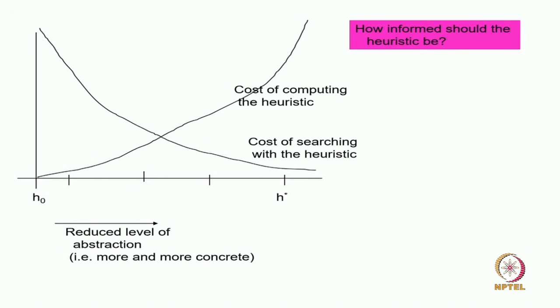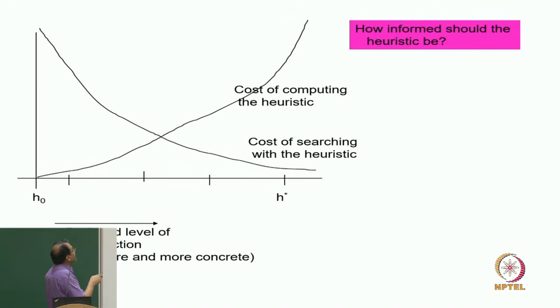So what is happening is that as I increase the informativeness of the heuristic, the cost to compute the heuristic increases, and you can assume that it increases somewhat exponentially, because eventually the problems that we are solving are NP hard at least, and therefore in practice they will be more exponential, at least today. So this cost is going to go up very fast.